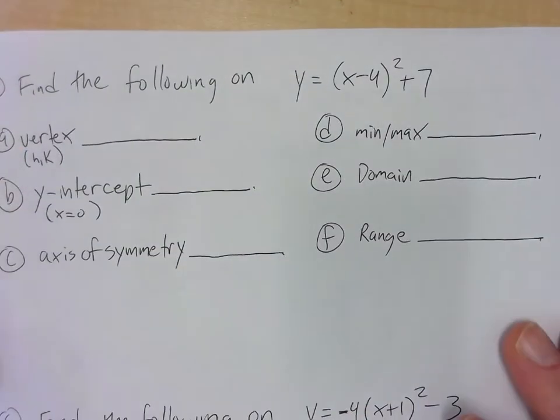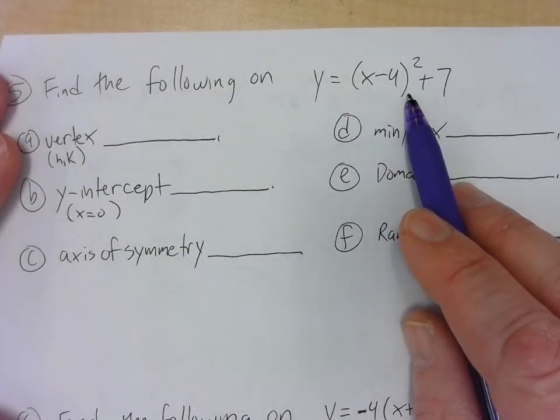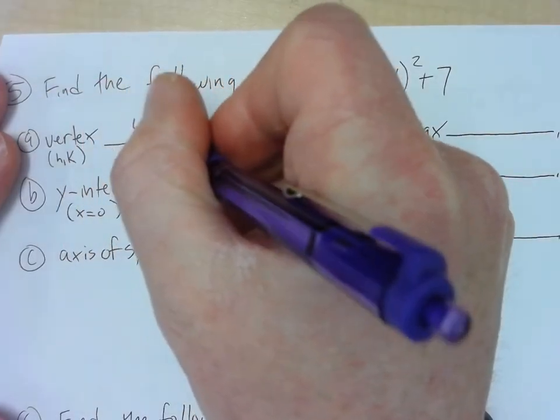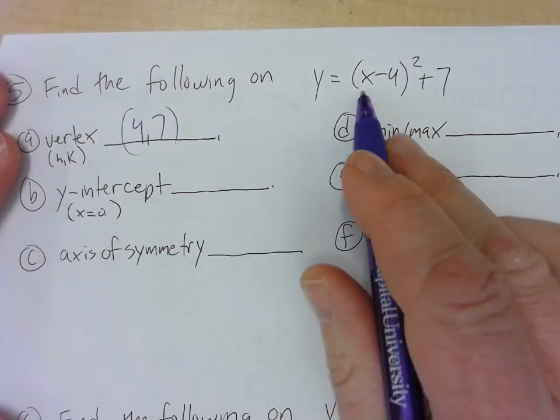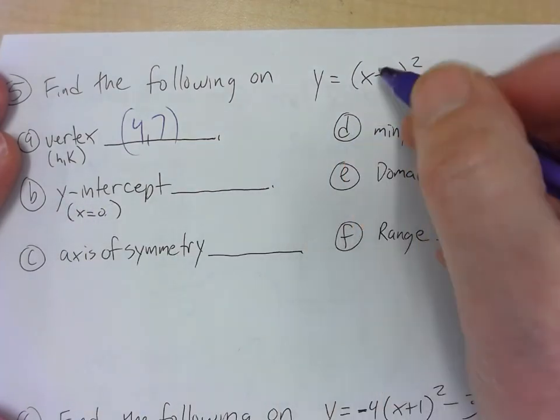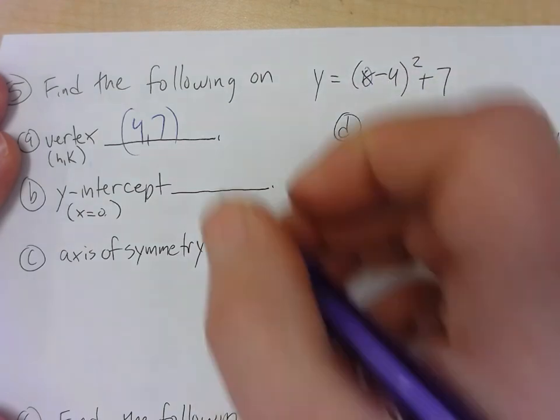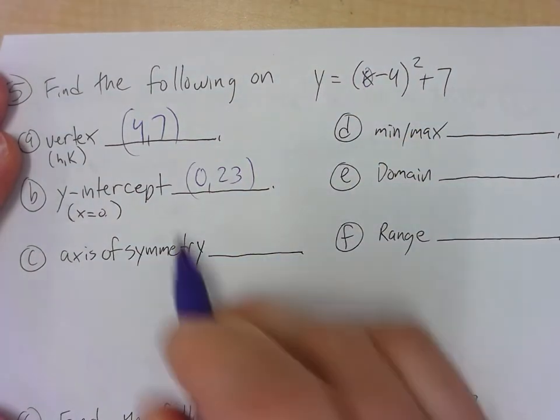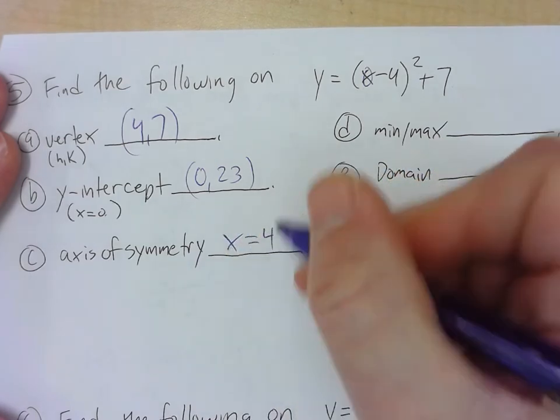This problem here, you're identifying some things given this vertex and given this parabola in vertex form. So the vertex is just 4, 7, like we talked about. You put 0 in, that always tells you the y-intercept. So I put 0 here. That would be 0 minus 4 is negative 4, squared is 16. 16 and 7 make 23. So 0, 23 is the y-intercept. The axis of symmetry is always just the x-coordinate of the vertex, so it's x equals 4.